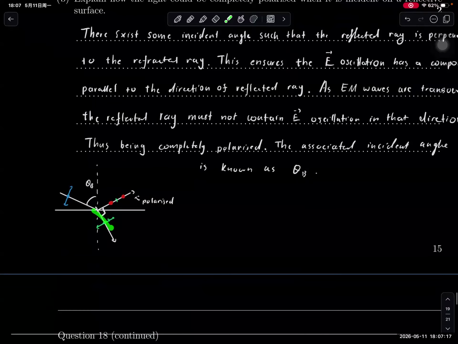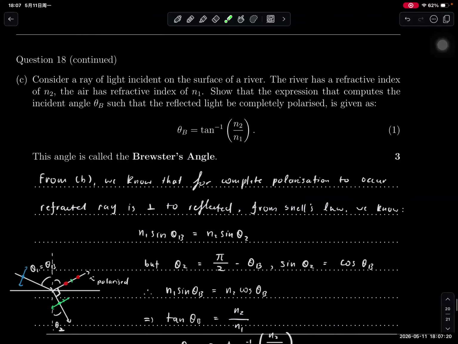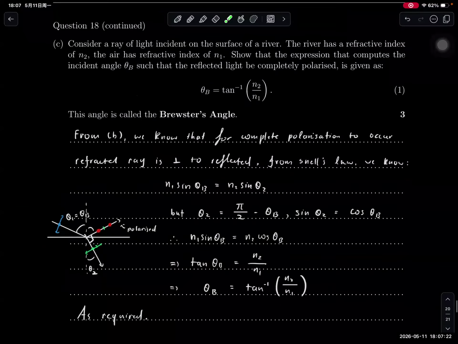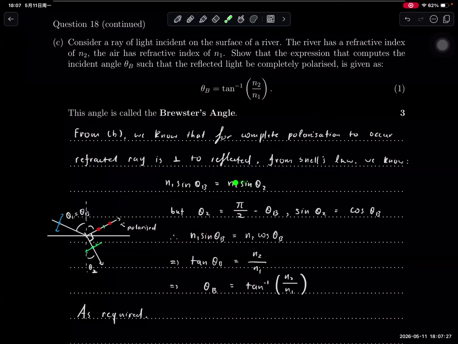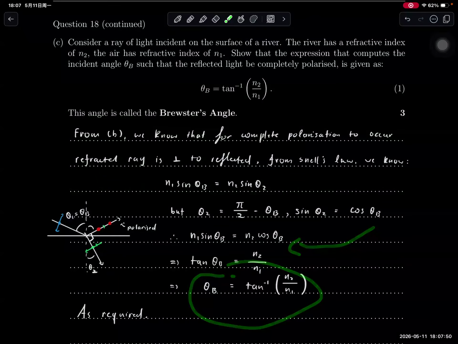We would have this perpendicular relationship forming, and that's what question C tries to prove. It involves Snell's law, which you just rearrange. You would know how theta 2, at this angle, is 180 minus 90 minus this angle, which is related to theta 1, the Brewster's angle, and then you can do your math and subtract everything out. Notice how sine of pi over 2 minus theta B is just cosine theta B. So you can substitute that in and rearrange to get a tangent. That's how you would derive it.